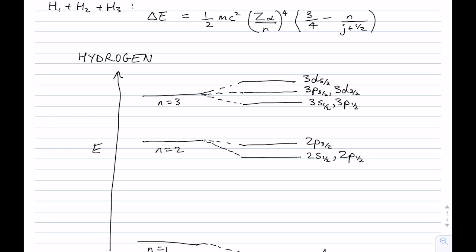And then it turns out that actually these two here, these will be split even for hydrogen by something called the Lamb shift. And this was one of the first hints for quantum electrodynamics. So our next job is to understand how the coupling schemes for many electron atoms work with the spin orbit potential.